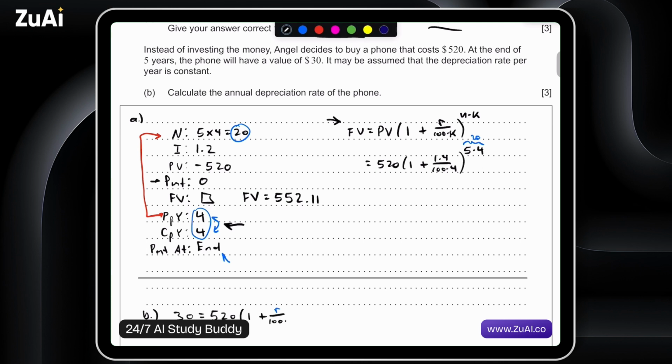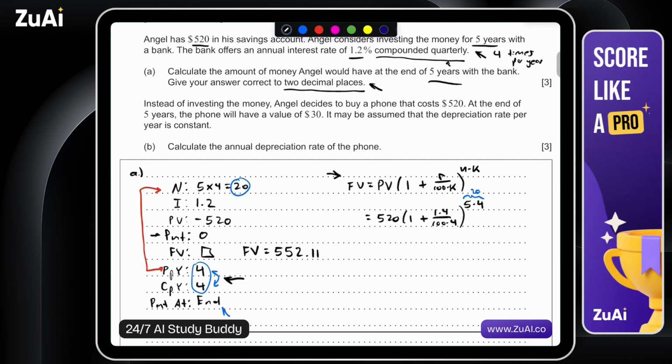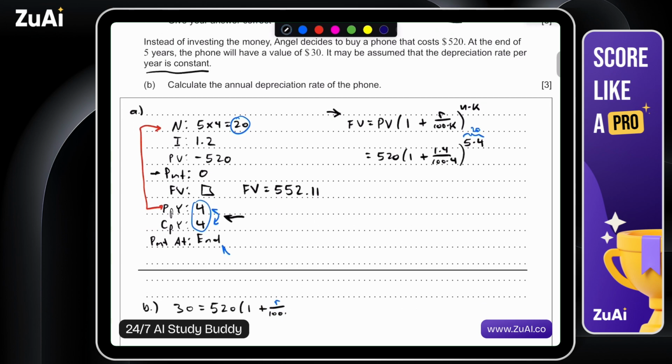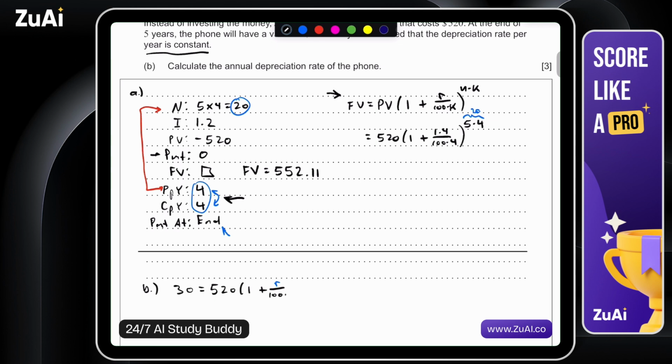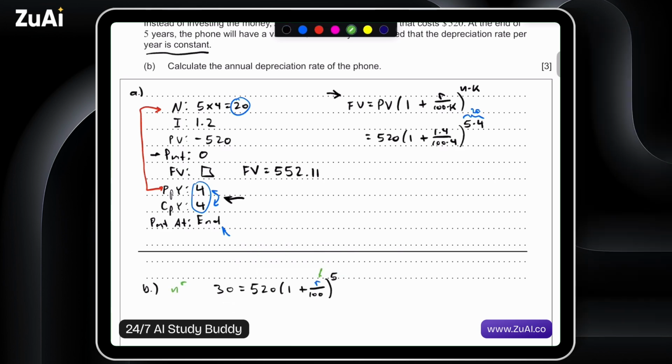100 times, in this case, the depreciation rate per year is constant. So it's not like we have any kind of compounding or any kind of fractional compounding per year. So in this case, we're actually just going to divide our interest rate by 100, and we're not even going to need any K value. And then N, the number of years, is 5. After that, we can go ahead. We've got some equation just in terms of R, one variable, so we can go ahead and N solve.